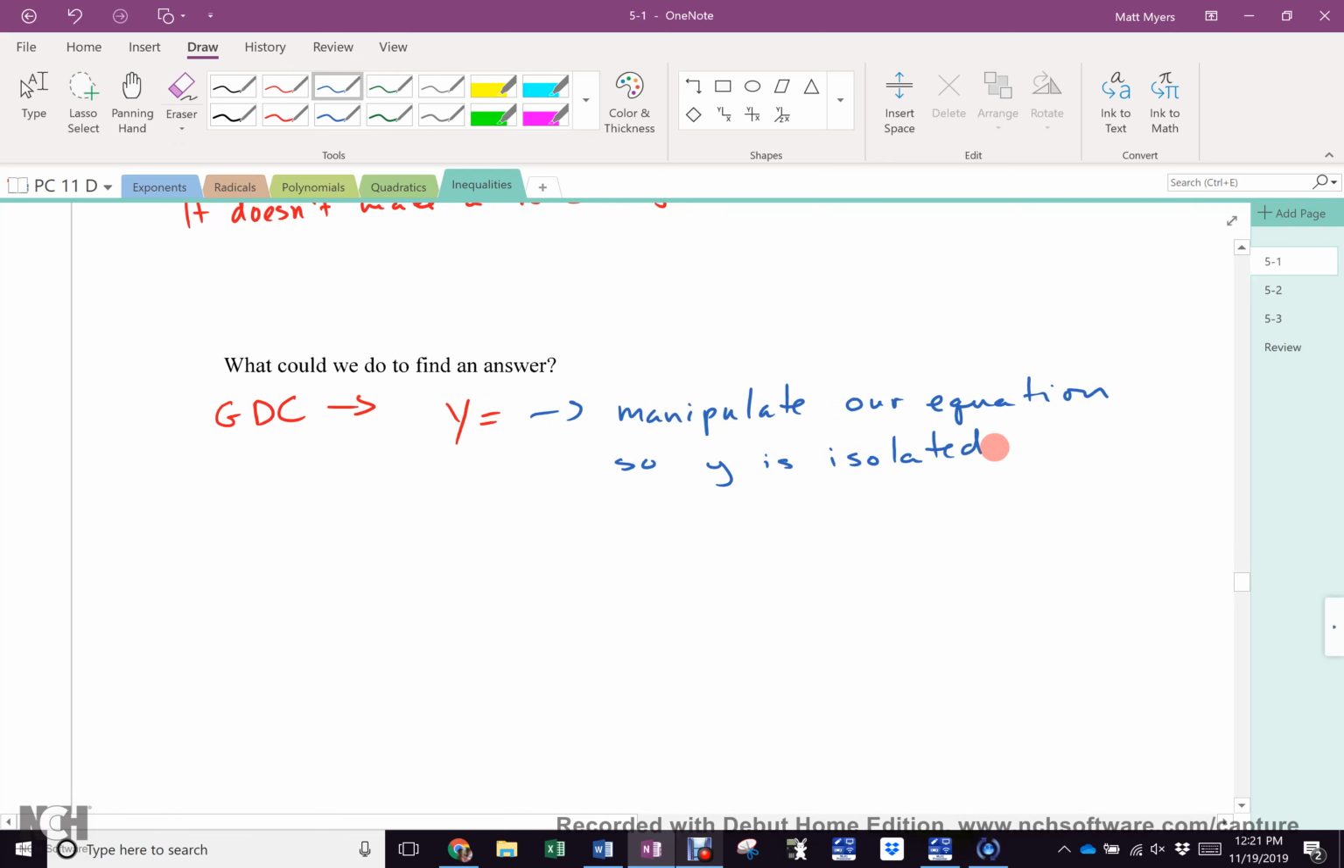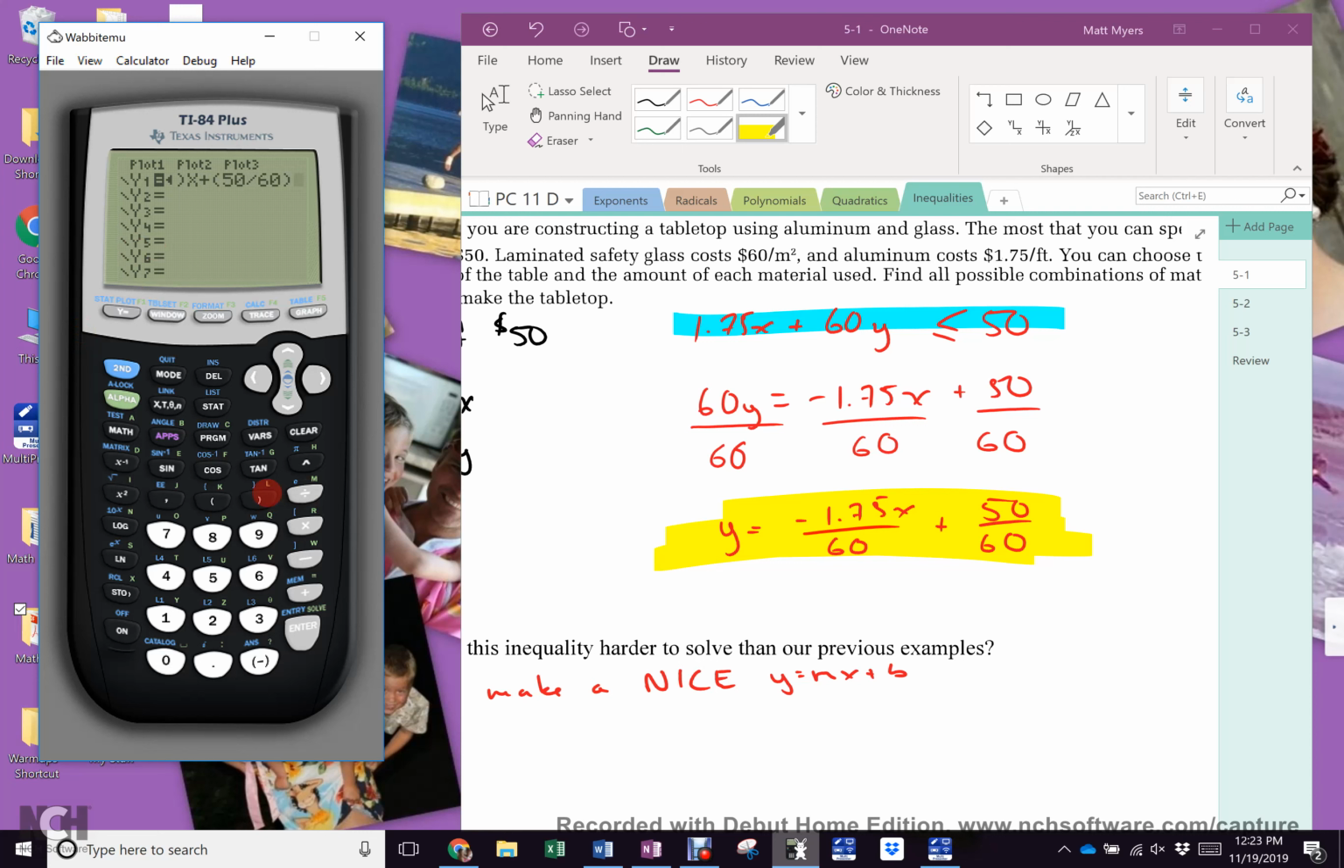Negative 1.75 divided by 60, agreed? Then what would I push? The X button, right? Then what? Plus, everyone agree? Okay, then I'm going to graph it.